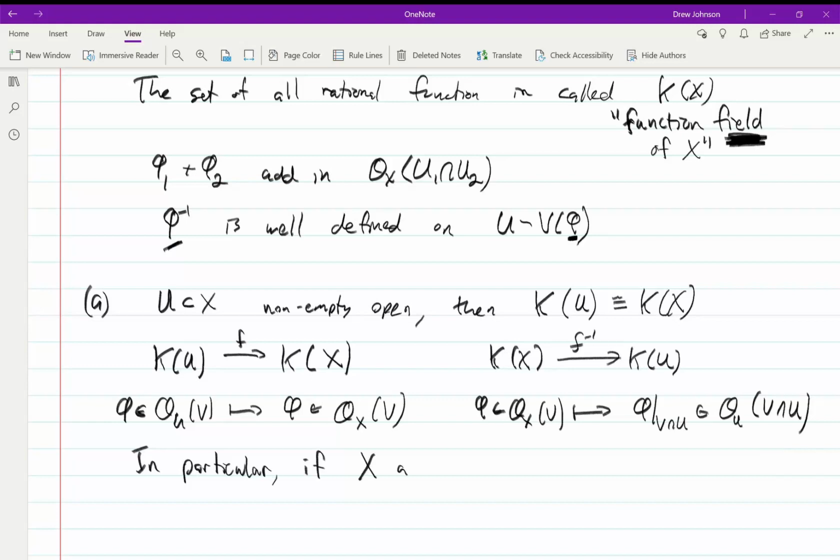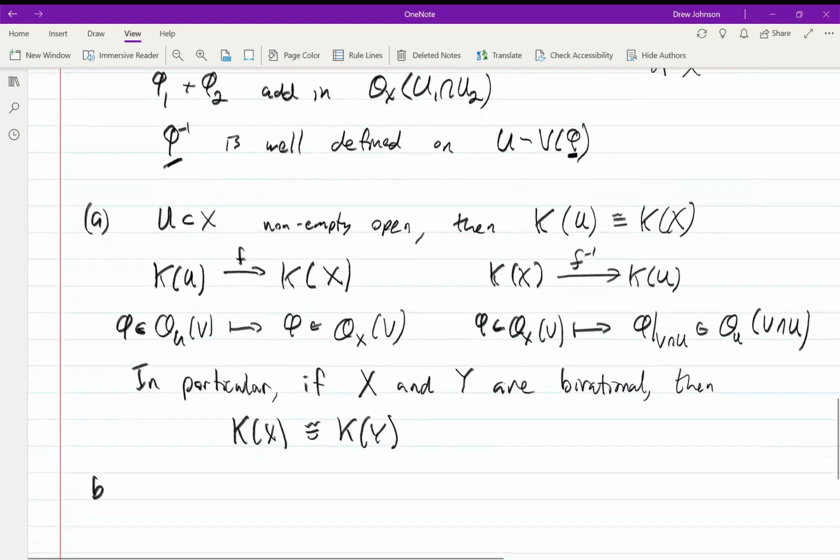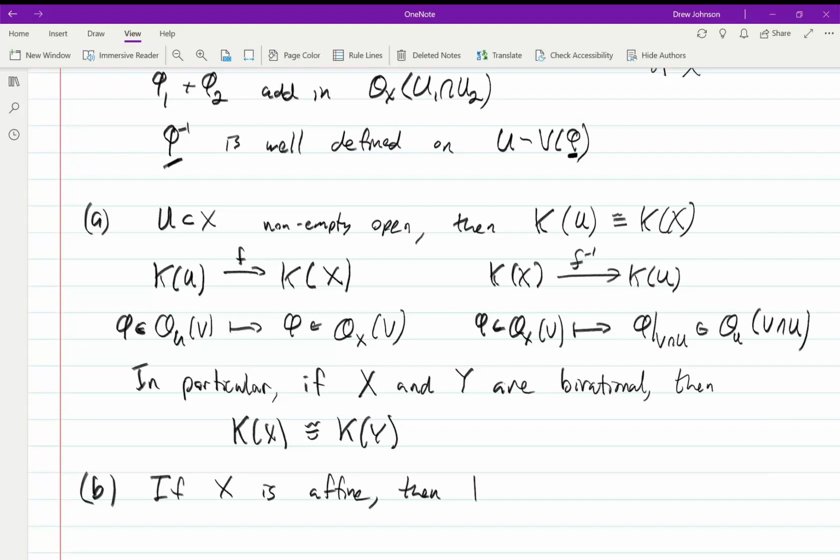So in particular, if X and Y are birational, then K of X is isomorphic to K of Y. All right, and then observation B is if X is affine, and let's say irreducible, then K of X is equal to just the field of fractions of the coordinate ring.